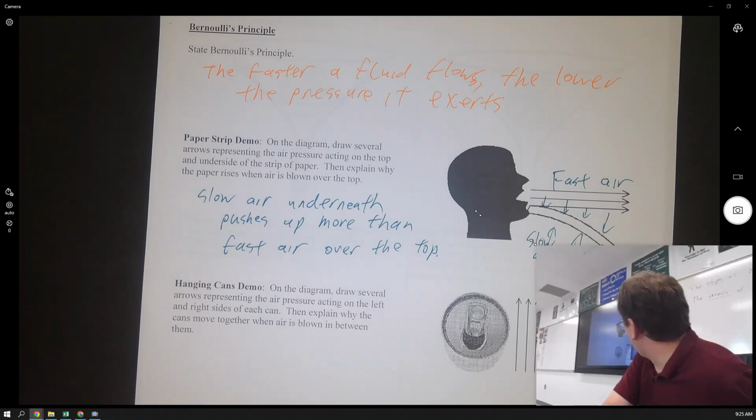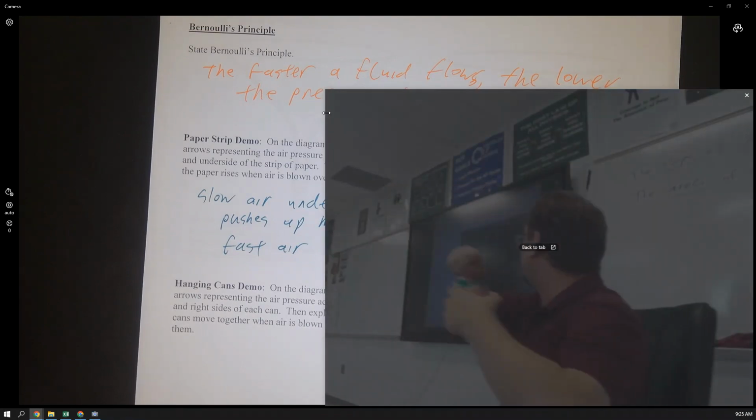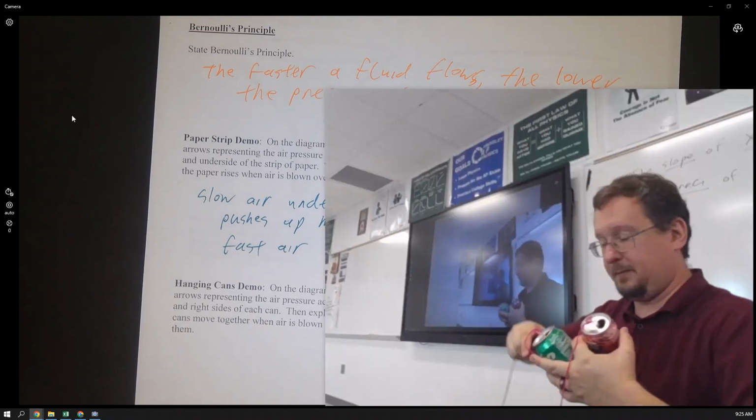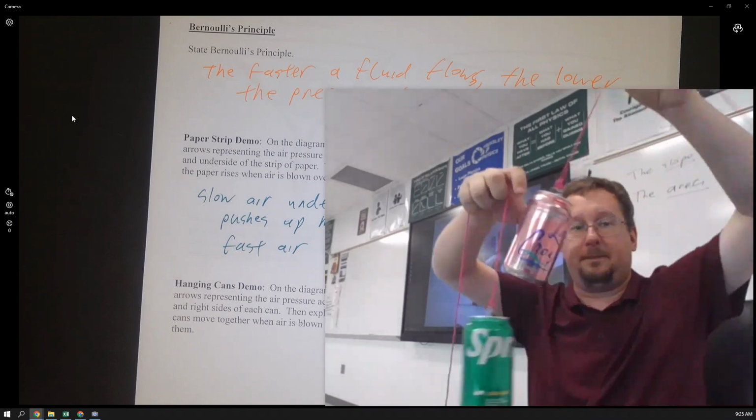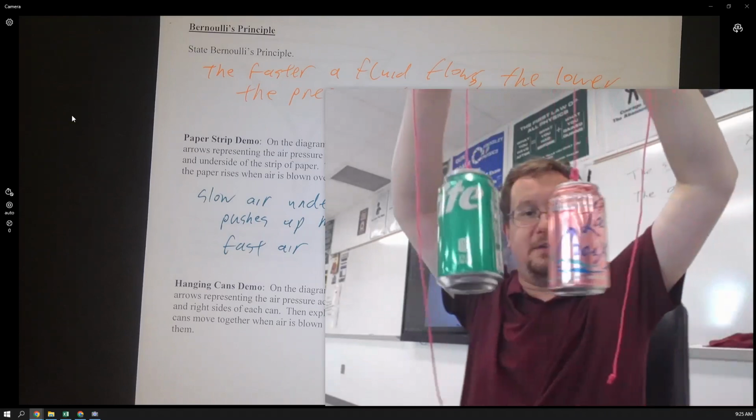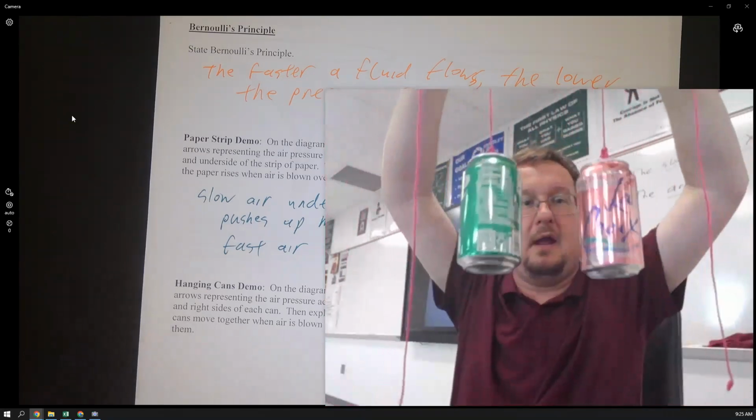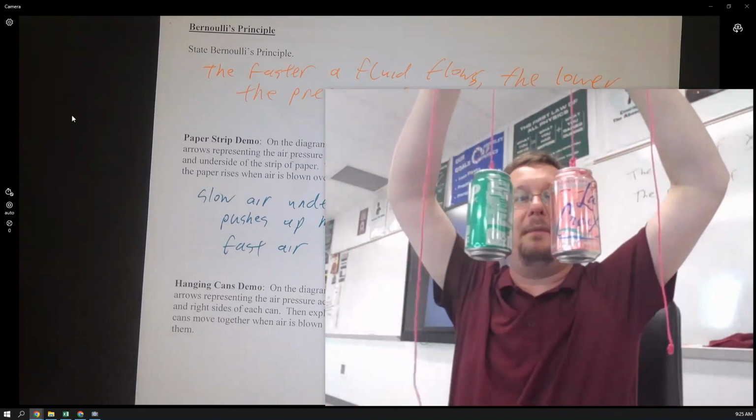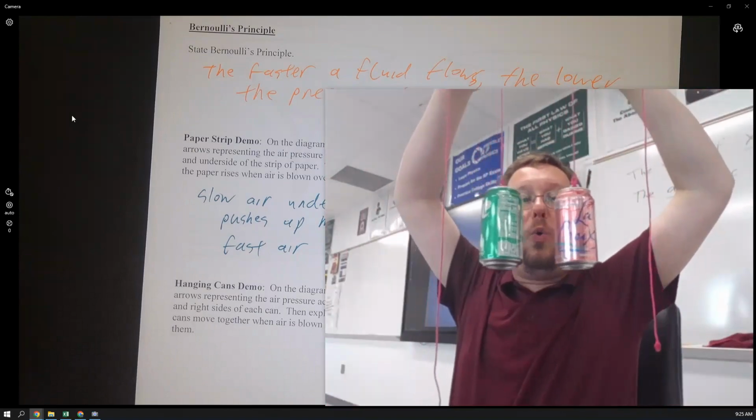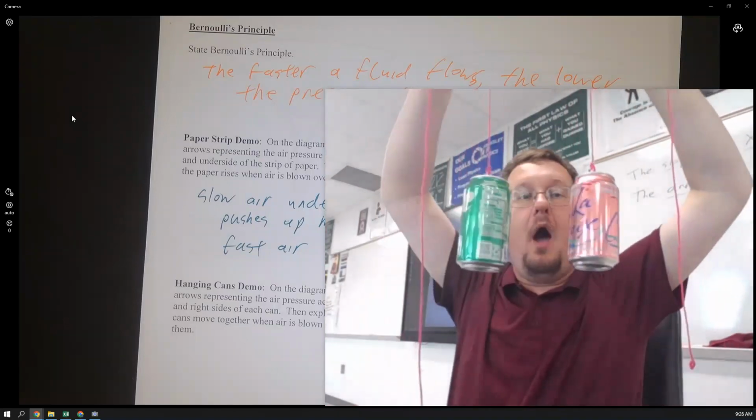Now, this is the soda can demo. You can get a couple of soda cans and kind of tie them to strings. Come on, get off of there so people can see this. Okay, so let's see if I can show you this. So I'm holding the 2 soda cans by their strings. I just connected the strings to the little pop tops there, okay? And now I'm going to hold them apart from each other, and I'm going to blow in between them. You see how they come together? Watch it again.